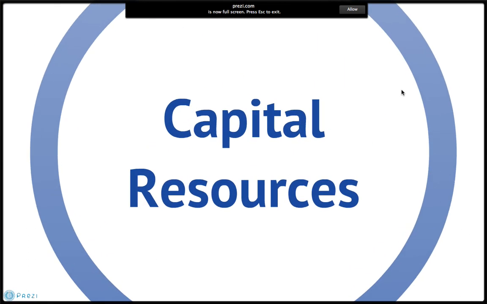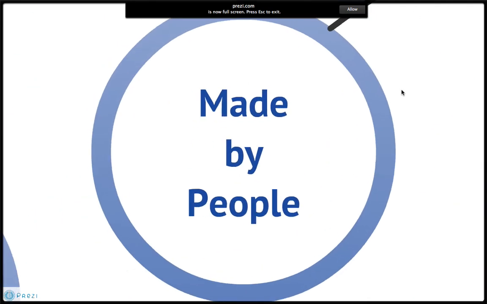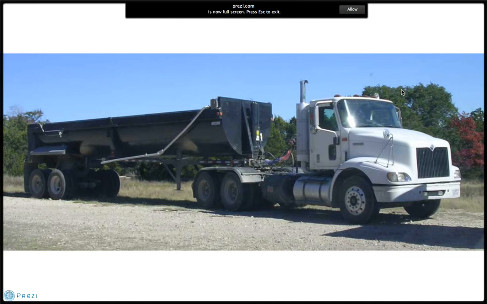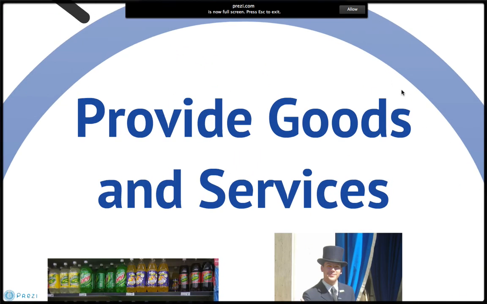Now let's talk a little bit about capital resources. These are things like tools, buildings, and so forth. The important thing for you to remember is capital resources are made by people. These are not naturally occurring resources. They are made by people. For example, this truck here is a capital resource, and they provide goods and services.